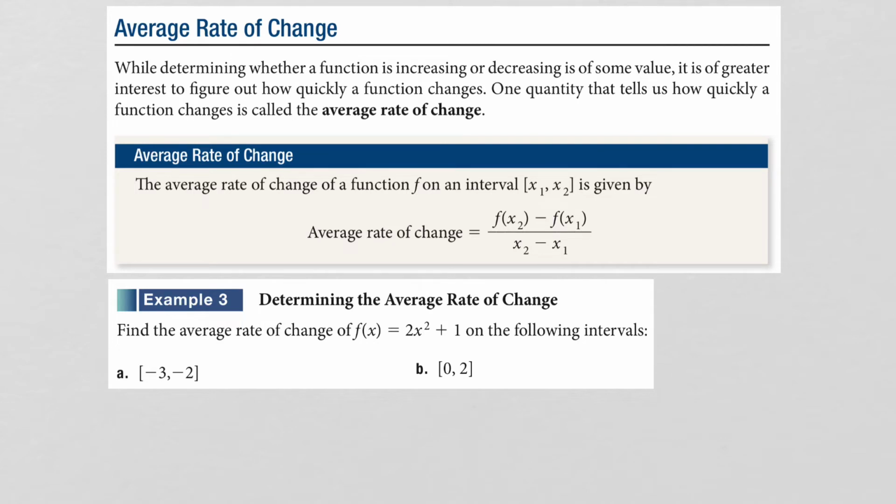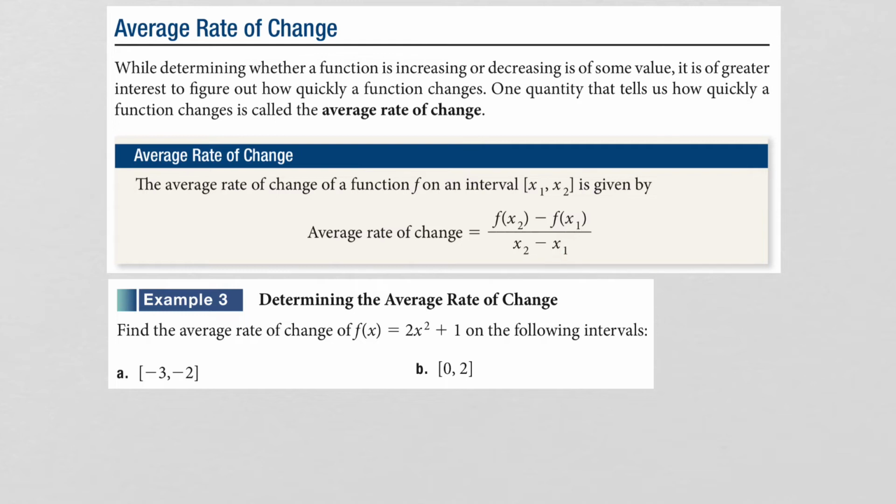The next concept is a really important concept, and it's called the average rate of change. It is important to know when a function is increasing or decreasing. If a function is increasing or decreasing, it is changing. But what is more important to know is how quickly a function changes. How fast does it change? One measurement for this is the average rate of change. We have a definition for the average rate of change. If you are on a particular interval from x1 to x2, the average rate of change is computed by f of x2 minus f of x1 divided by x2 minus x1.